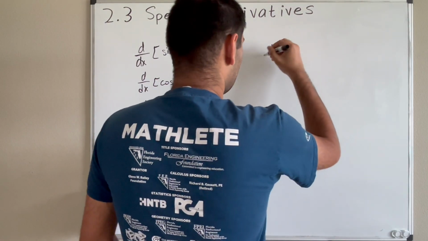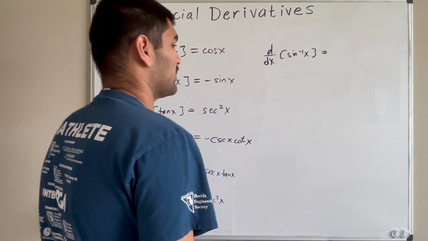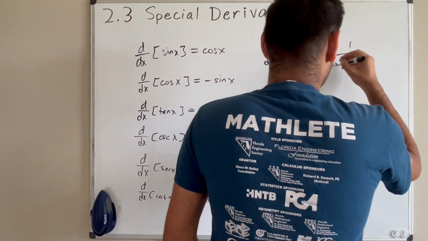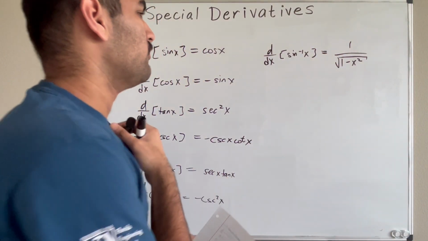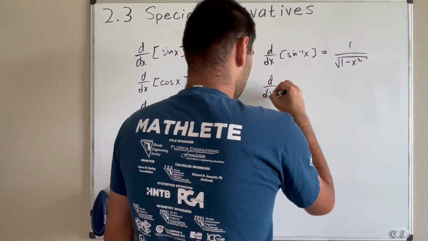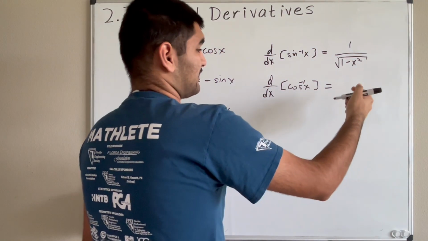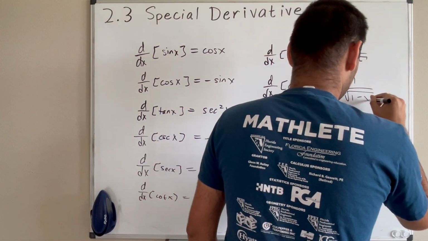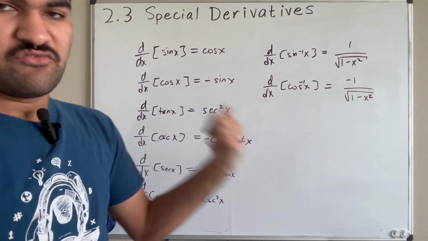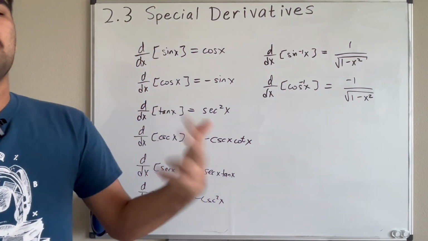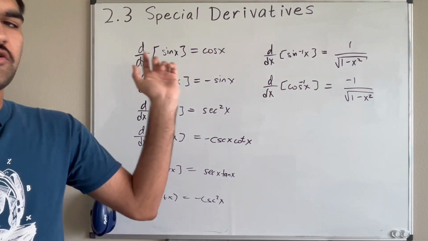Okay, so now let's differentiate the inverse trig functions. The derivative of inverse sine is 1 over the square root of 1 minus x squared. You should hopefully notice some patterns as I'm writing these down, because the derivative of inverse cosine is literally the exact same thing as this, except with a negative out front. So you really only need to learn the derivatives of inverse sine, inverse secant, and inverse tangent, because the derivatives of the co-functions, like cosine, cotangent, and cosecant, just have a negative out front.